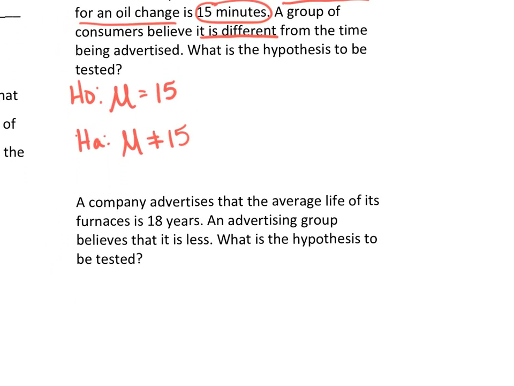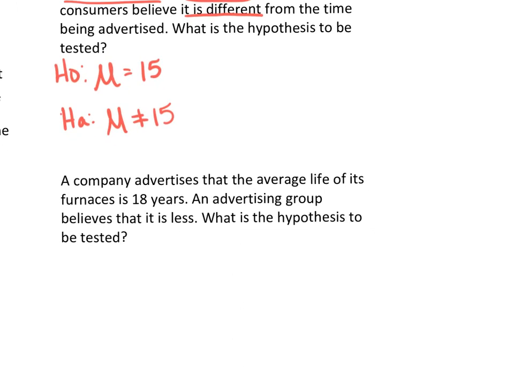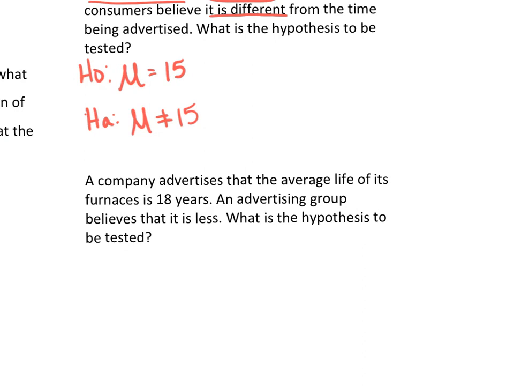And on my last problem, it says a company advertises that the average life of its furnaces is 18 years. An advertising group believes that it is less. What is the hypothesis to be tested? So again, identify the population mean mu. And that is going to be the average life of its furnaces. And so H naught, we always do equal to, so mu is equal to 18 years.